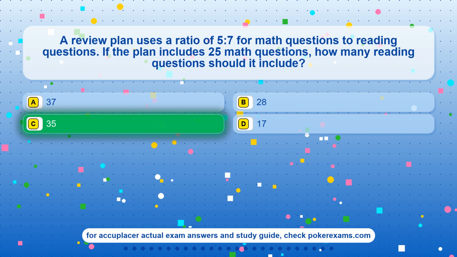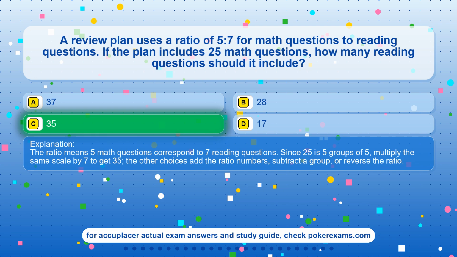The correct answer is option C, 35. The ratio means 5 math questions correspond to 7 reading questions. Since 25 is 5 groups of 5, multiply the same scale by 7 to get 35. The other choices add the ratio numbers, subtract a group, or reverse the ratio.